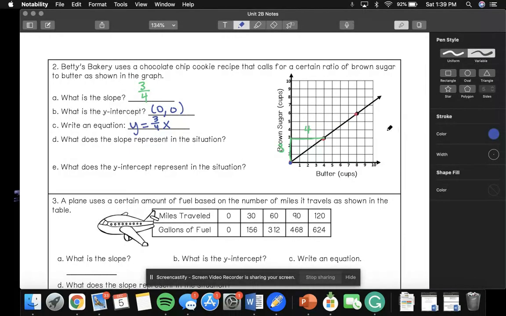Okay, part D, what does the slope represent in this situation? So our slope is 3 over 4. We already know that. Then we have to look at the labels because it says brown sugar on the y-axis. So it rises 3 cups of brown sugar.